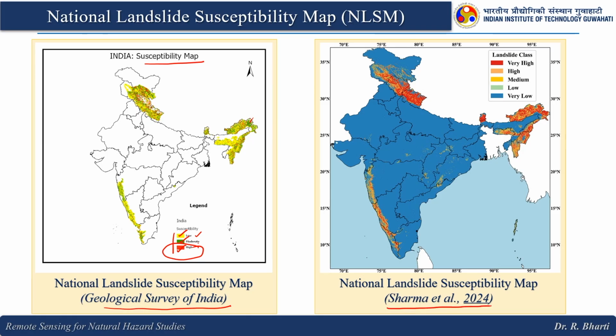This is from one paper, Sarma et al. 2024. So here you can see the landslide susceptibility map for India, and here it is divided into very high, medium, low, very low, and this red one is the highest class, the highest probability zone, and the blue one is the very low probability zone, right.